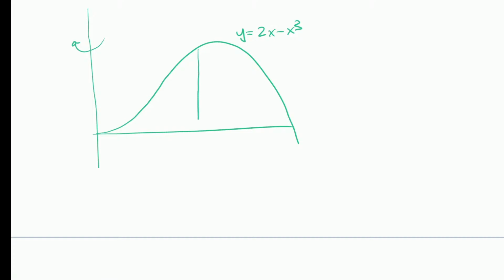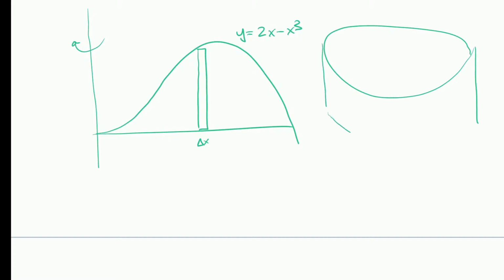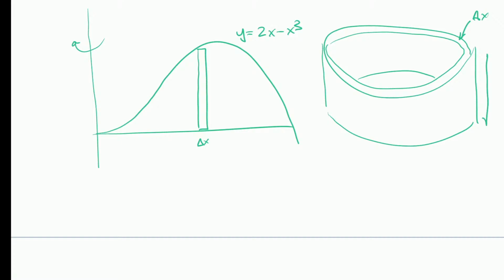And so the logical thing to do is to make a vertical rectangle, delta x. Now imagine that that vertical rectangle has been turned into a giant tube. Anyway, delta x is the thickness. The height of the tube is the height of this rectangle, and that height is the function in this case.